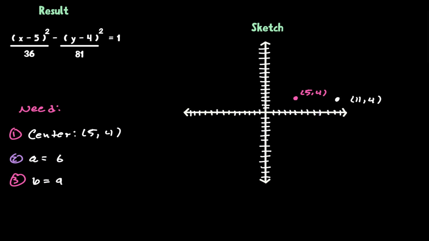And from the center of (5, 4), if we move 6 to the left, we're going to be at the location of (-1, 4). And now when we take a look at the location of b, notice that it is right underneath the y variable. So the length of b is going to be applied vertically from the center. From the center, when we move 9 units up, we are going to be at the location of (5, 13). And from the center, if we move 9 units down, we are going to be at the location of (5, -5).